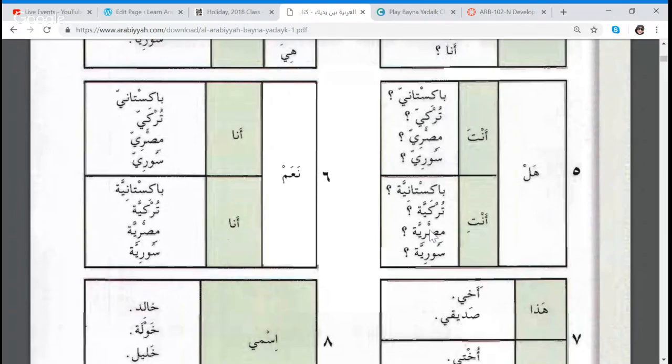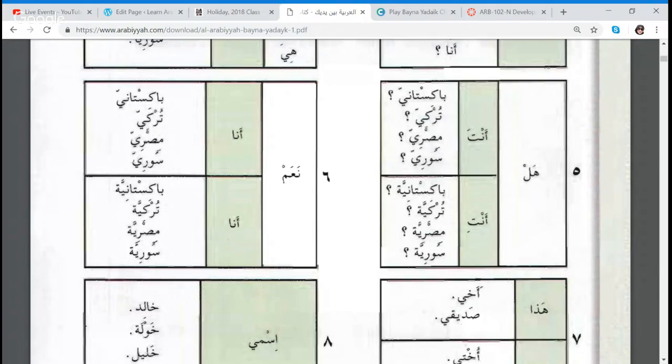And then, okay, now do the same thing with the bottom ones. With Inti. Hal Inti Pakistania. Hal Inti Turkiya. Not Turkiyon. Turkiyaton. Hal Inti Misriyaton. No. Misriyaton. See the E. Hal Inti Soriyaton. Very good.